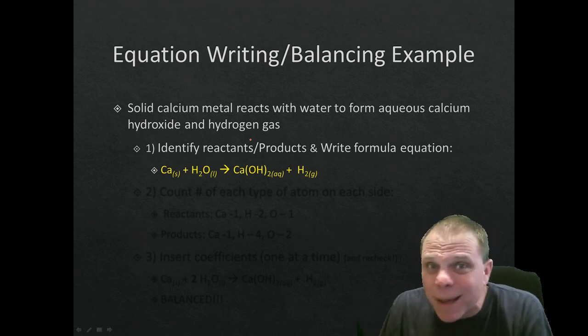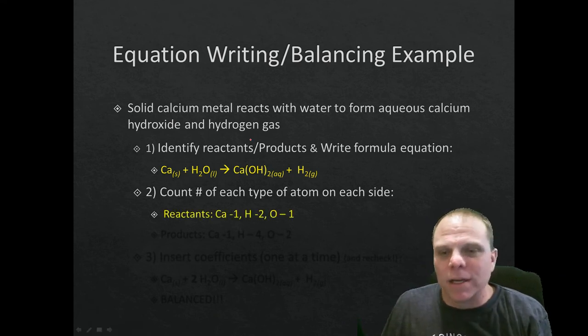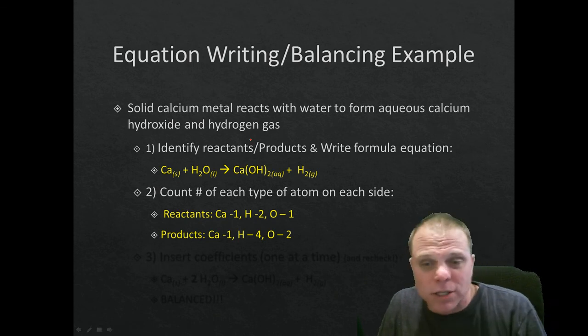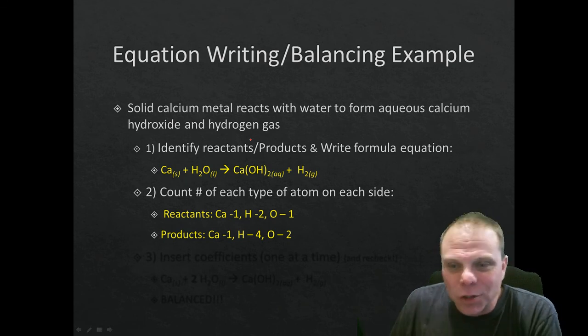Yeah, we have to do all of these steps for our questions that we might have on a test. So now we count each number of each of these. On the reactant side, I have one calcium, two hydrogens, one oxygen. On the product side, I have one calcium, four hydrogens, and two oxygens.